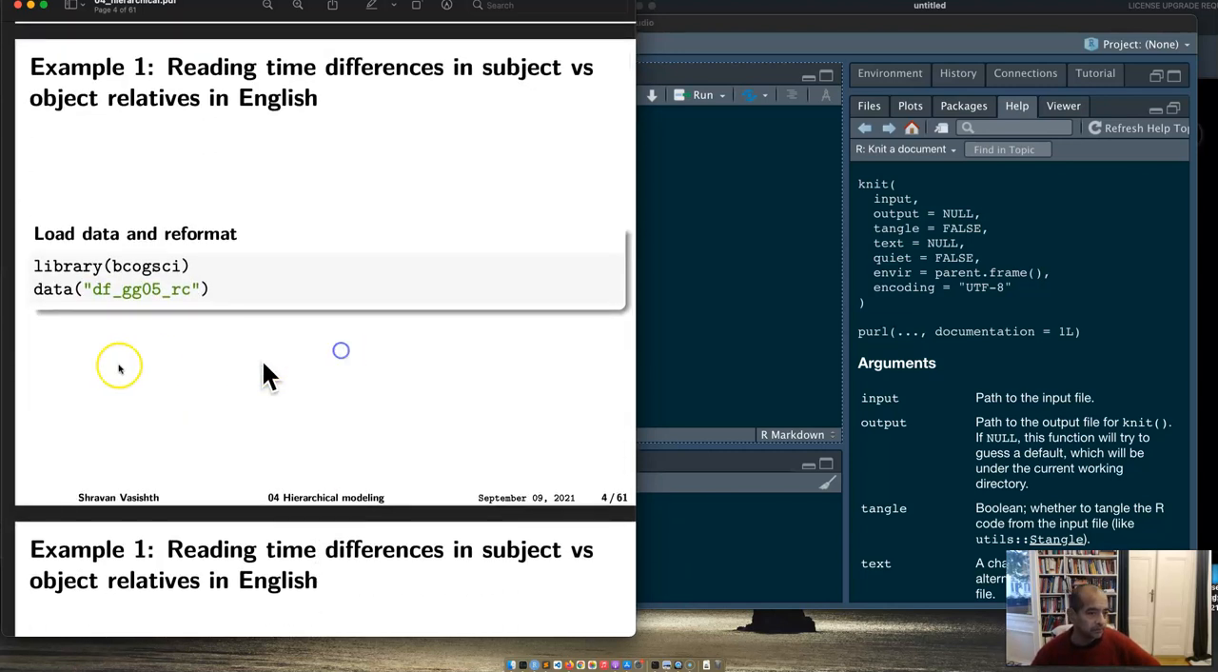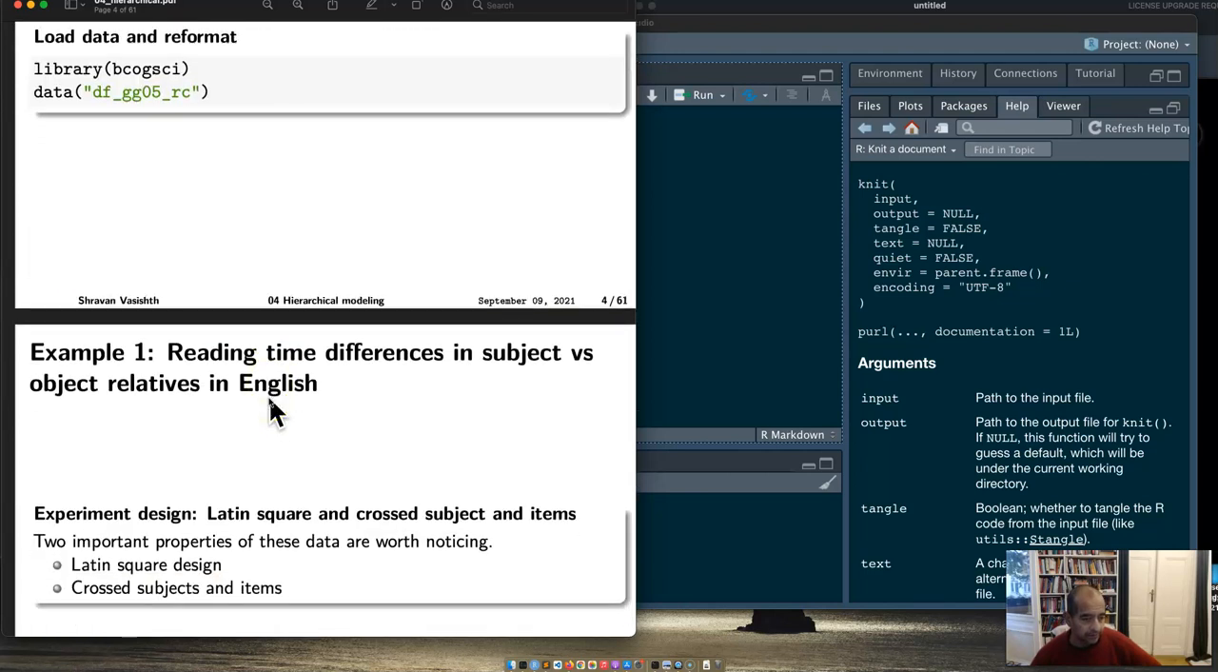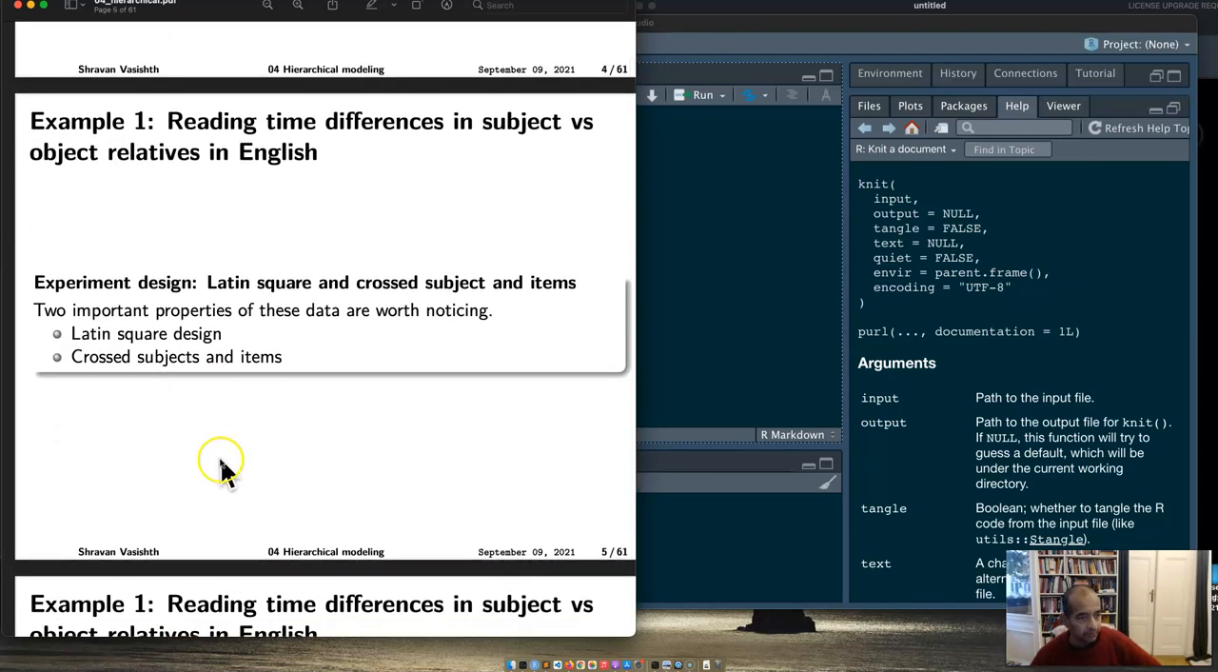So anyway, we load the library as usual, load the data which is available in the library, and I want you to pay attention again to the design aspects of this experiment. What's nice about this data set is that it's a clean Latin square design that actually worked, so it's important to see that they set it up correctly.